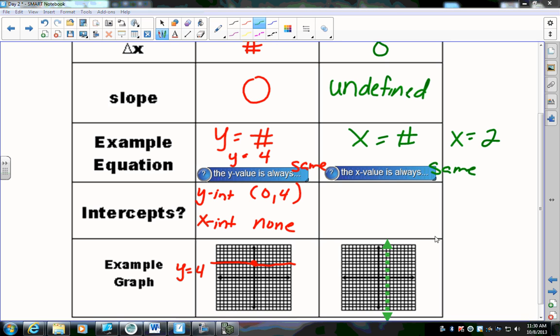All right. So now right here, this is x equals 2. What is my y-intercept? Does it cross my y-axis right here? None. So there is none. My x-intercept right here is 2, 0. Be careful how you write it. Okay? The x-intercept has to have the number in the x column.